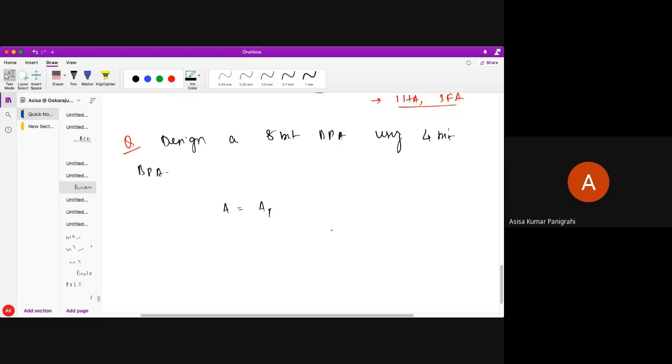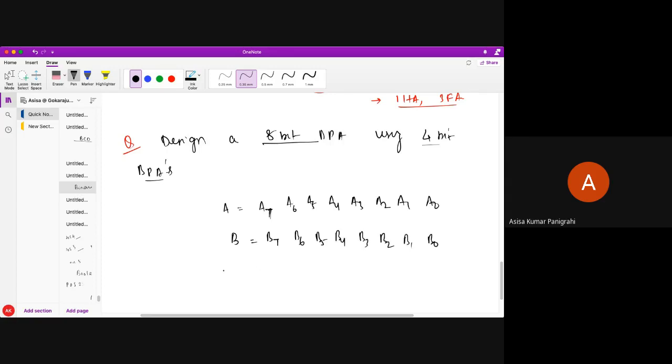Do you all understand? So here my requirement is to design an 8-bit BPA using 4-bit BPAs. So A7, A6, A5, A4, A3, A2, A1, A0, 8 bits of A. Remaining B is also 8 bits, B7, B6, B5, B4, B3, B2, B1, B0. So these are my requirements. I need to add A plus B.